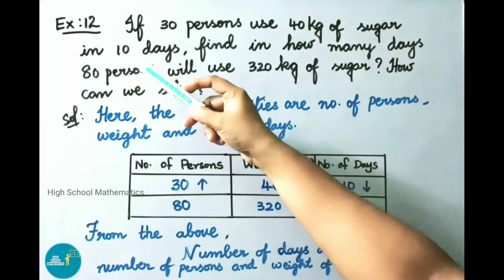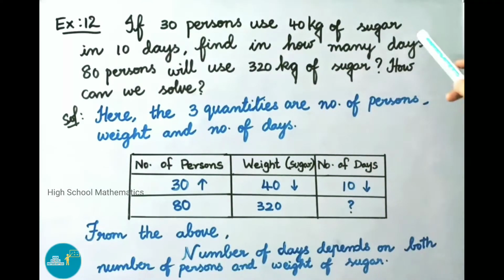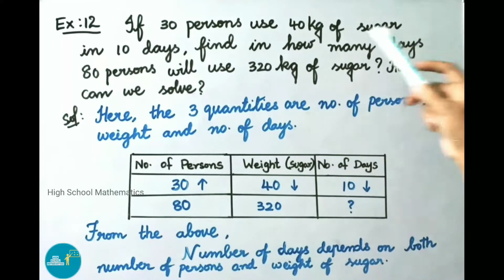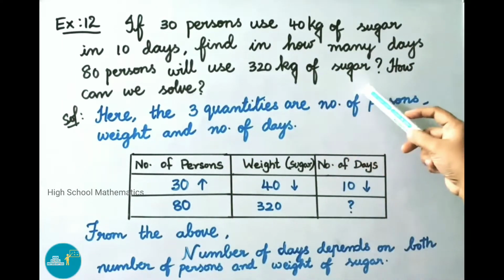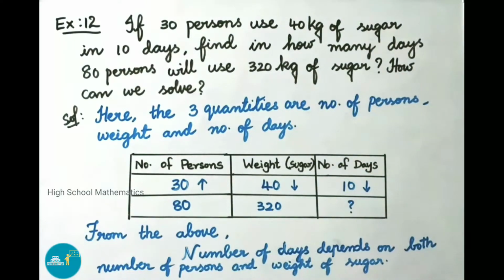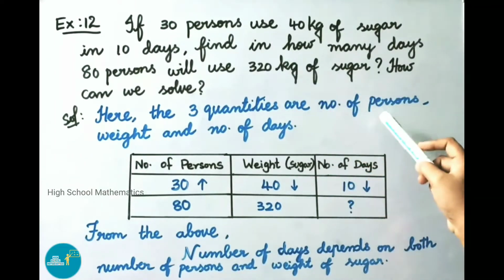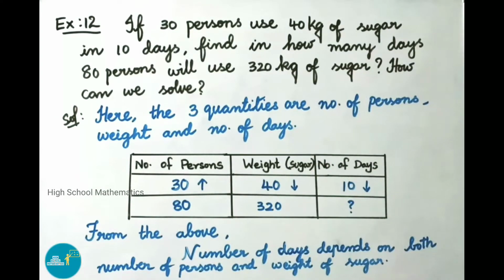See now example 12. If 30 persons use 40 kg of sugar in 10 days, find in how many days 80 persons will use 320 kg of sugar. How can we solve? Let us see the solution. Here the three quantities are number of persons, weight of sugar and number of days.